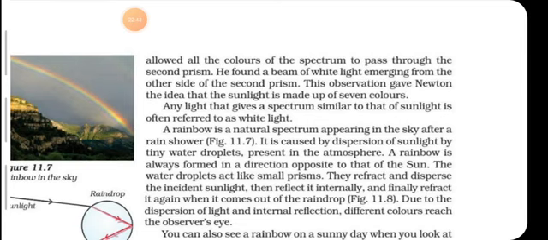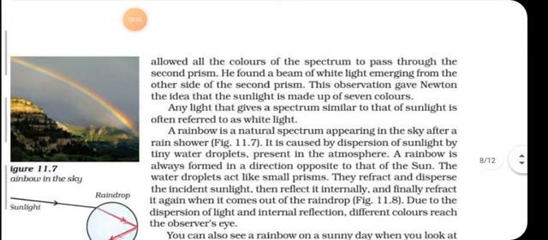The water droplets act like a small prism. They refract and disperse the incident sunlight, then reflect it internally and finally refract it again when it comes out of the raindrop. Due to the dispersion of light and internal reflection, different colors reach the observer's eye. Fine students, I hope you are clear with this.